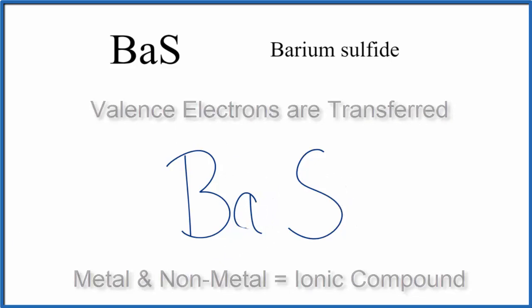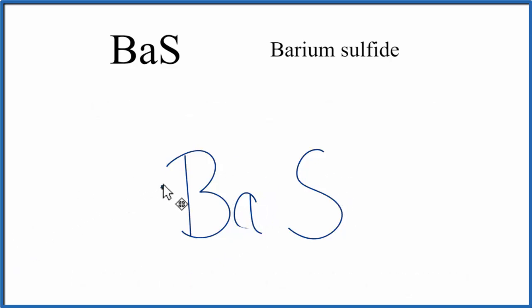So when we look on the periodic table, barium, that's in group 2, it has 2 valence electrons, like the other elements in group 2. Sulfur, that's in group 16, sometimes called 6A. It has 6 valence electrons.